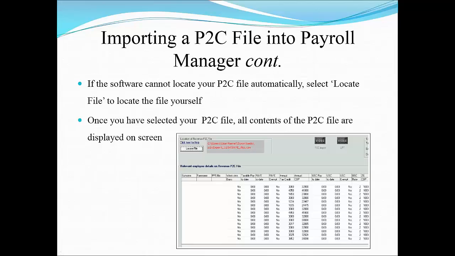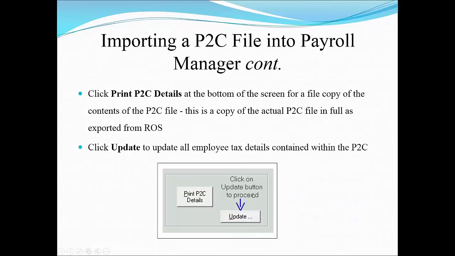Once you select it, all the contents of the P2C file will be displayed on screen for you as per the example here. Once you've selected your file, we do recommend printing a copy of what you're seeing on the screen, because this is a copy of the P2C file in full as you have exported from ROS. It's a good idea to print this and keep it with your records, to refer back to if need be. Once you've printed the P2C details, simply click Update to complete the importing of the P2C file.